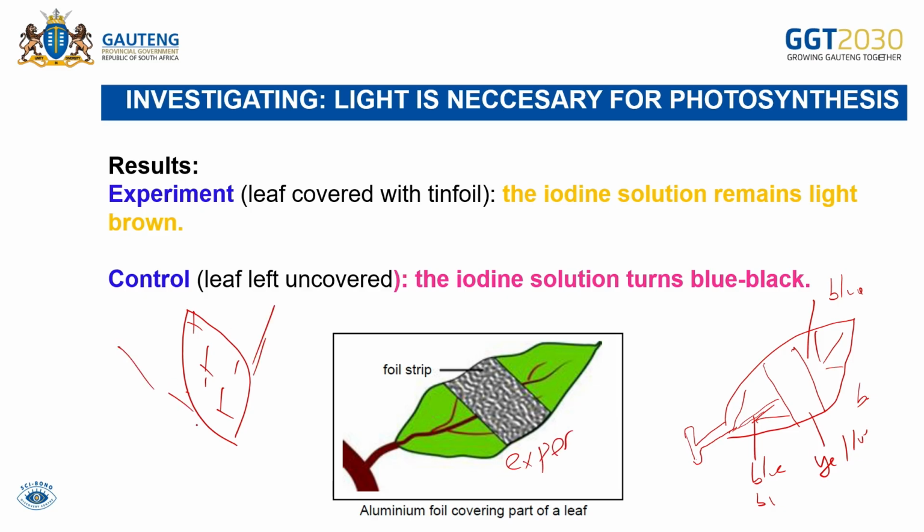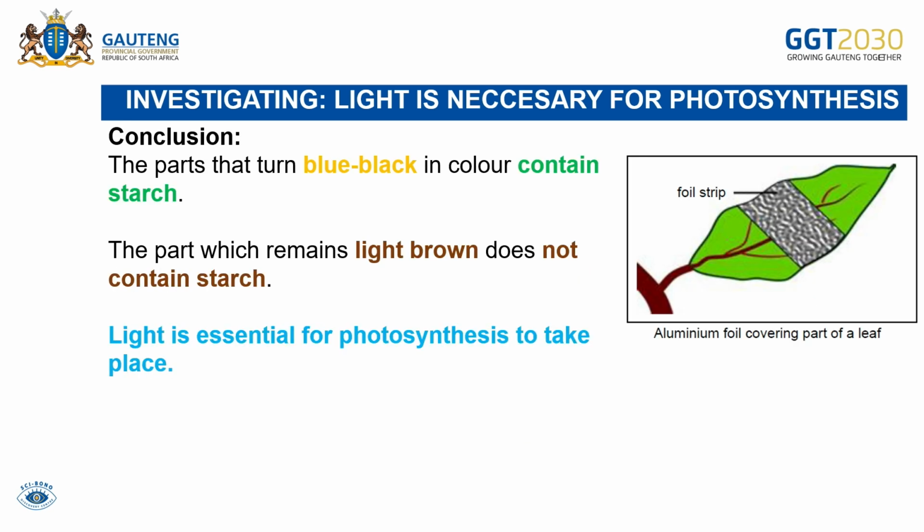And when you gave it everything, that became my control. Okay. And what is the indicator that we use to test for starch? We use the iodine solution. What do we call it? We call it an indicator. All right. Conclusion: the parts that turn blue-black contain starch.